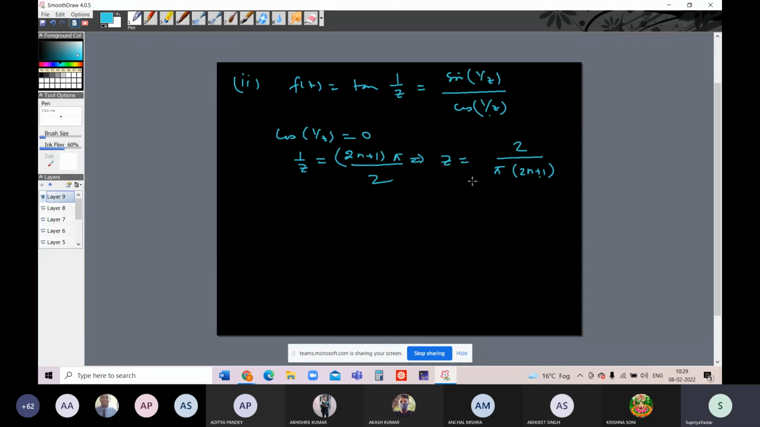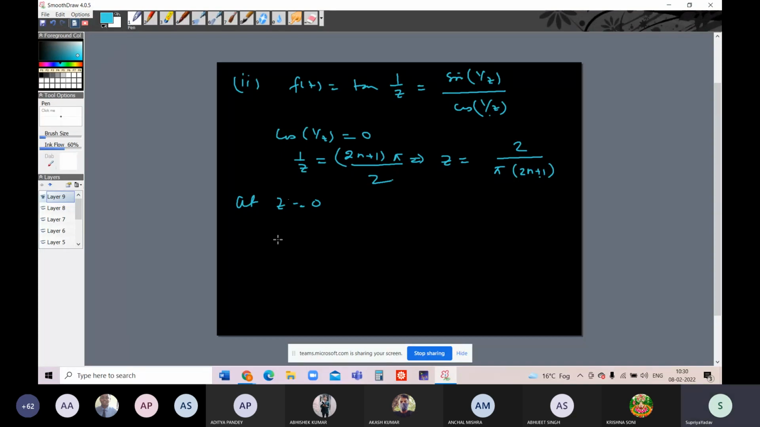But you can see that at the point z is equal to 0, what will happen? The function is not defined at the point z is equal to 0. So z is equal to 0 is also a singularity of the function.